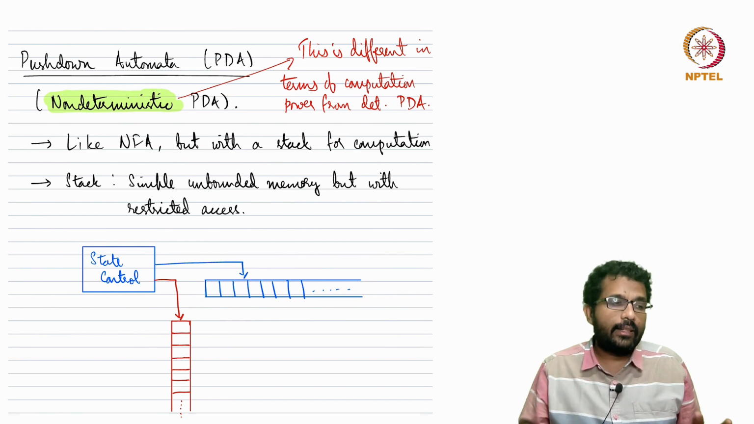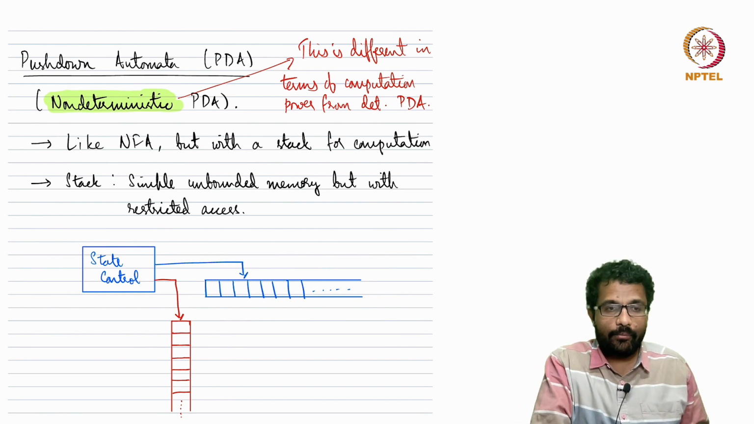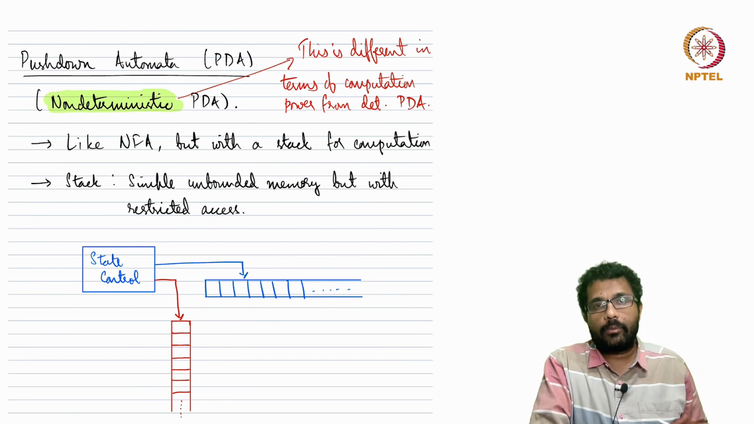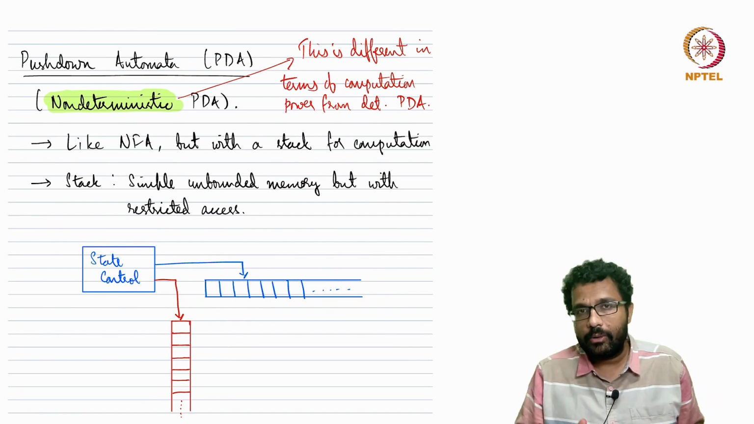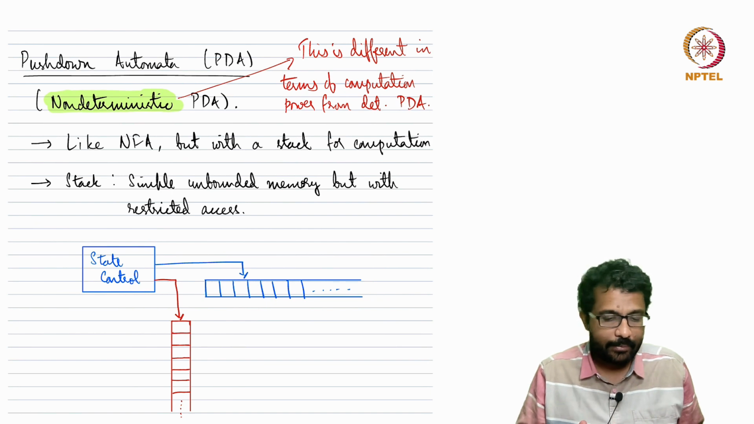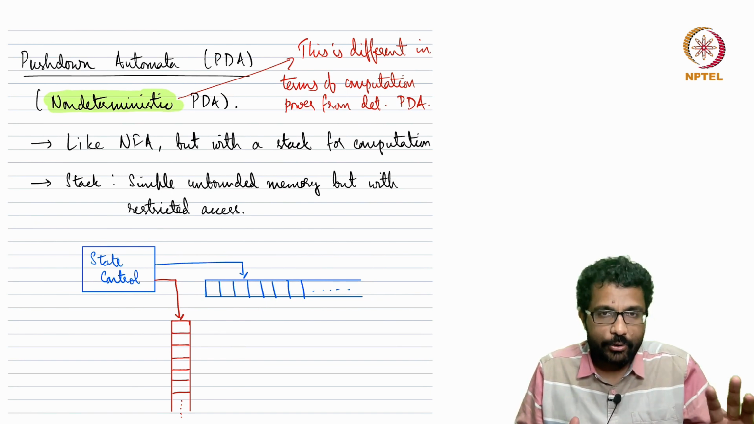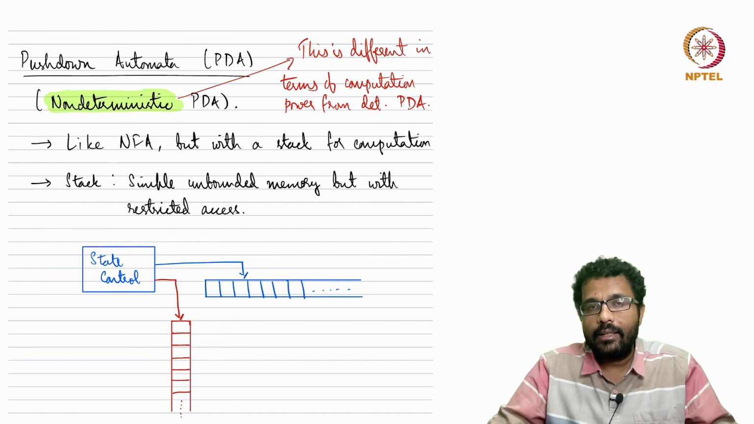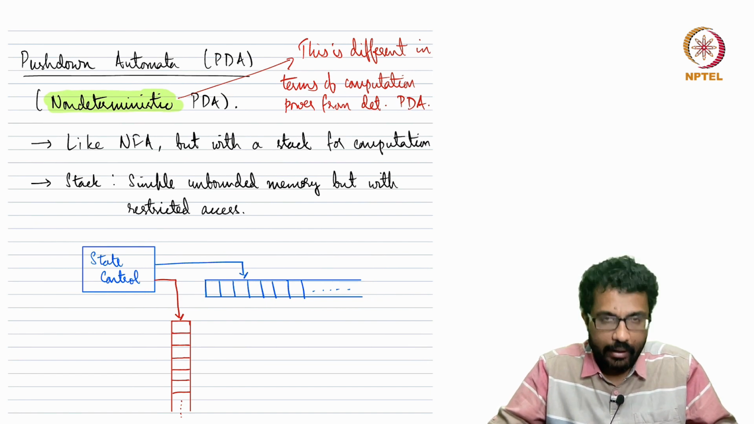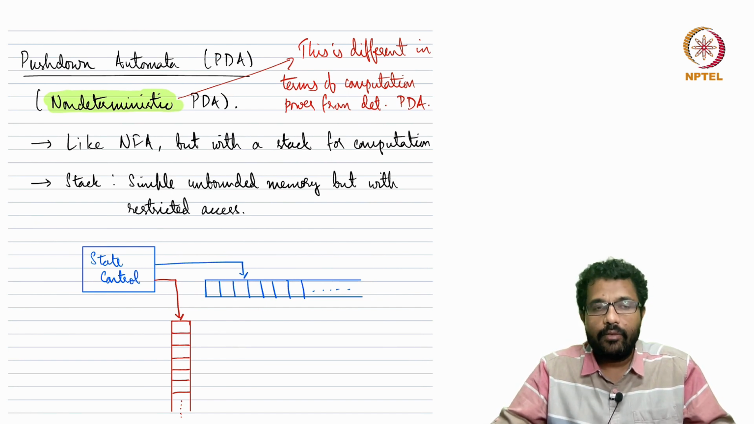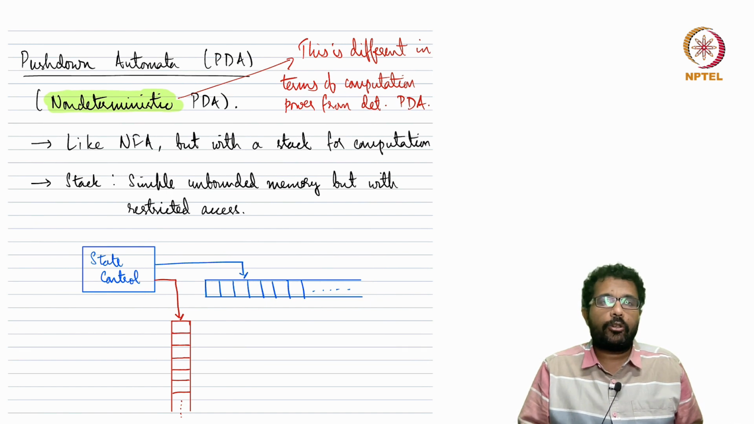In other words, in the case of finite automata, you could convert a non-deterministic finite automaton to a deterministic finite automaton. Here we cannot do that. So there are reasons. However, in this course, we are not going to see the deterministic push-down automata. So whenever I say push-down automata from now on, it is going to be the non-deterministic one. We will not talk about deterministic push-down automata at all.